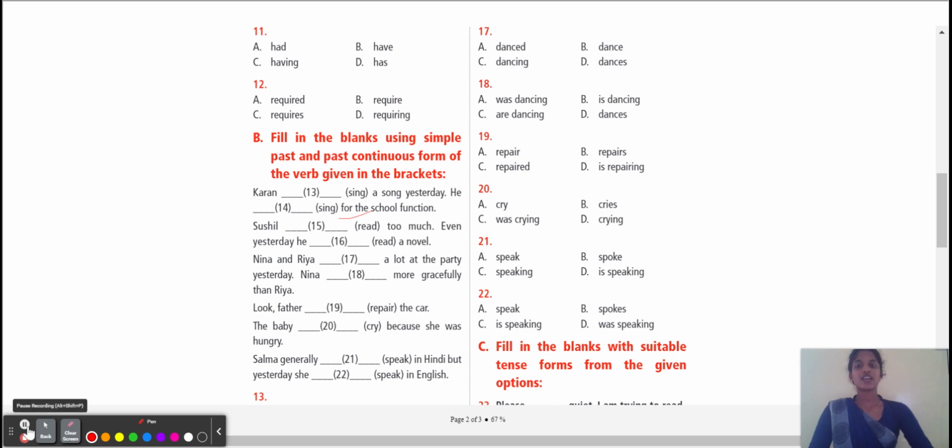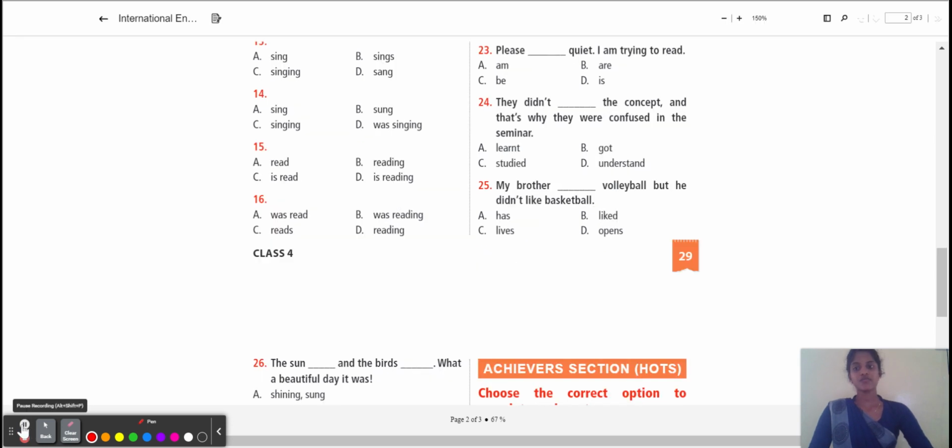Here we can see the given options below: sing, sung, singing, was singing. Was singing is the correct option. Why? Because "he" is the subject, that means "was" with the continuous form, singing.